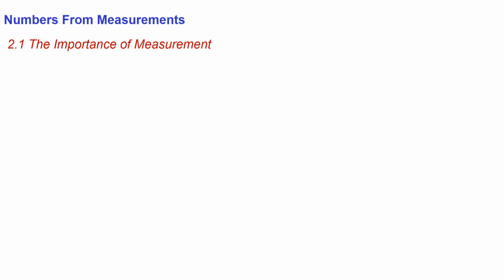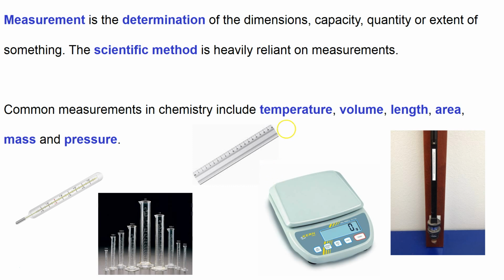So chapter 2 is concerned with measurements, and first of all we're just going to reiterate why measurements are important in science. Measurement is measuring the dimensions or the capacity or the quantity, or if you want, the extent of something. And the scientific method is heavily reliant on measurements. Typical measurements that we're going to make in the lab will be things like the volume of a liquid or solution, the temperature of an object, the length of an object, the mass of an object, or the pressure of a gas.